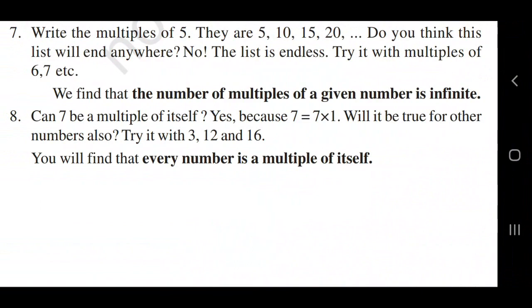Then every number is a multiple of itself. So 4: the first multiple of 4 is 4, so 4 is a multiple of 4. 5 into 1 is 5, so 5 is a multiple of 5. If you take 8, 8 equals 8 into 1, that is also a multiple. So every number is a multiple of itself. Okay, I think you are clear.